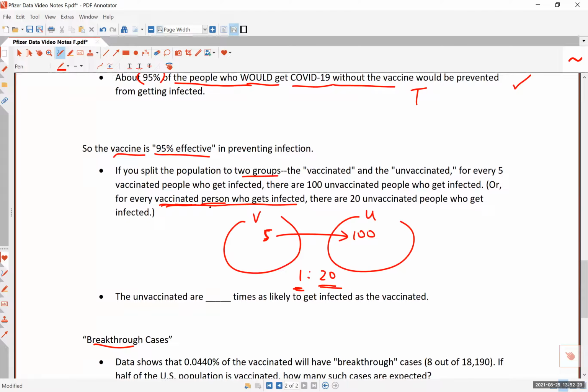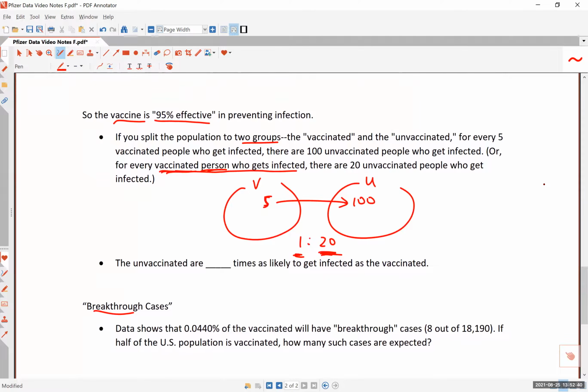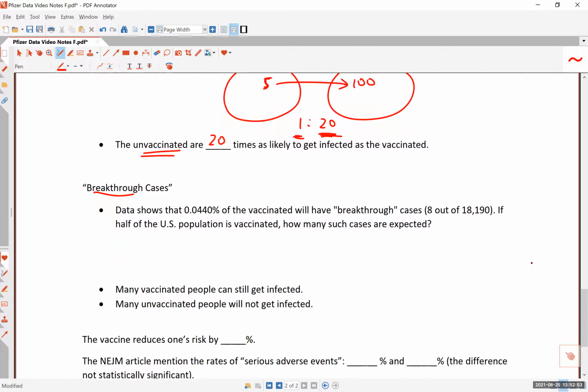But remember, for one person who gets vaccinated and still gets infected, there are 20 people who are unvaccinated and will come down with COVID. All right, another way of saying this is the unvaccinated are therefore 20 times as likely to get infected as the vaccinated. Now, let's talk about these breakthrough cases. Of course, these are the cases where a person still gets infected with COVID-19 after being fully vaccinated.